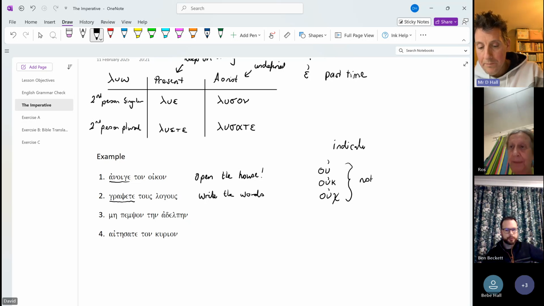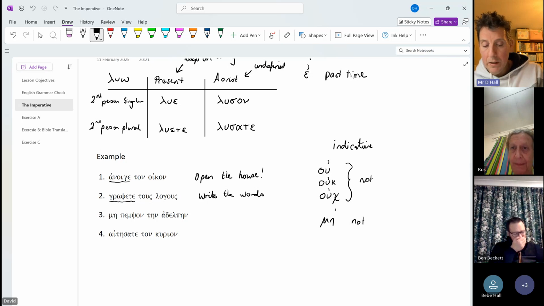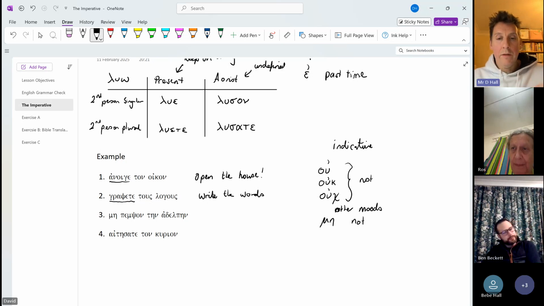So we use those for an indicative tense, an indicative mood. For an imperative mood, we use me. Okay, so there is another set of words which are for the other moods. So this is for the indicative, we use ouk, ouch, and for the other moods, we're going to use me, and then there are other words that go with it, but I'll leave it just there. So we have me here, which means don't do it, don't do this.